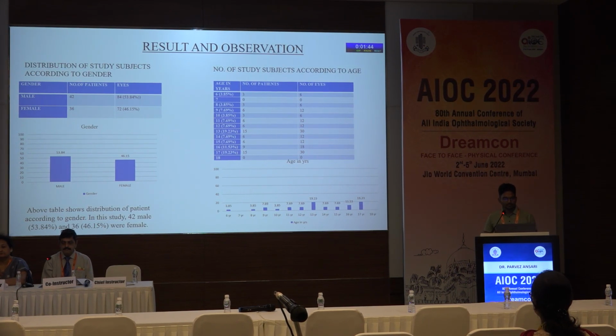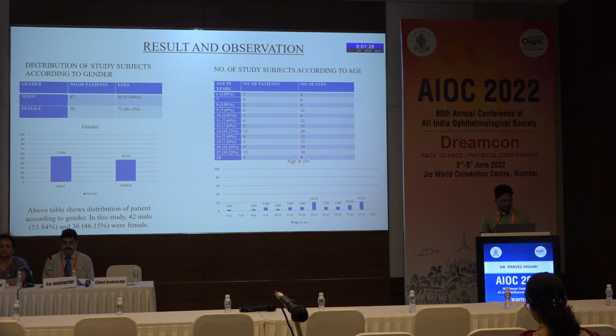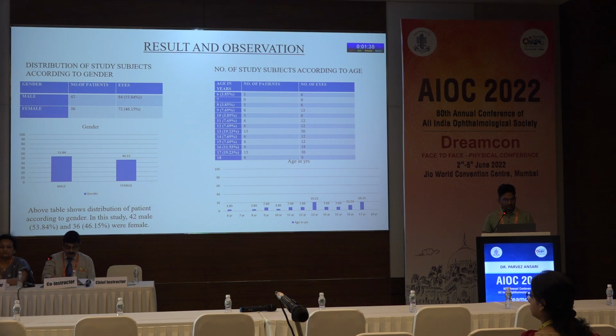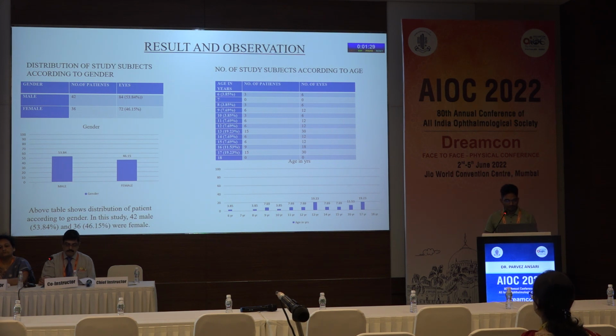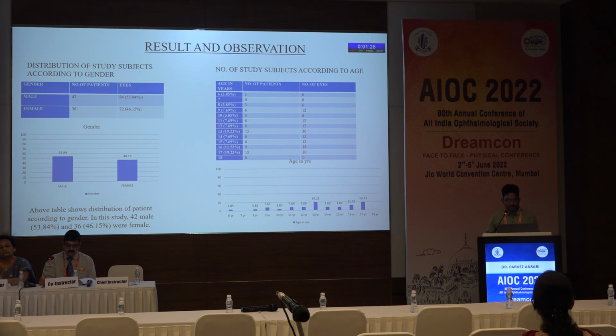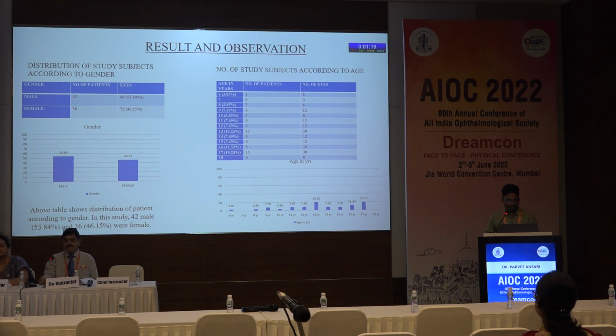First come the results and observations. This chart shows that approximately 54% of children are male and 46% are female. In the 7 and 18-year age groups there were no children, and most of the children are in the 13 and 17-year age groups.